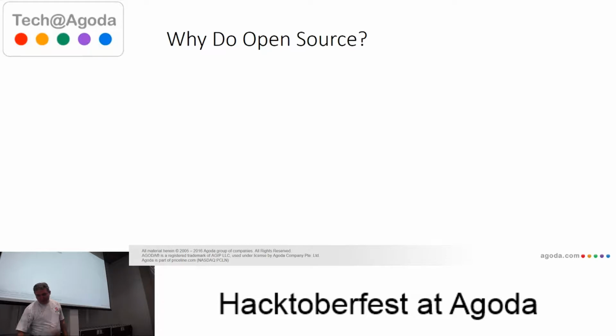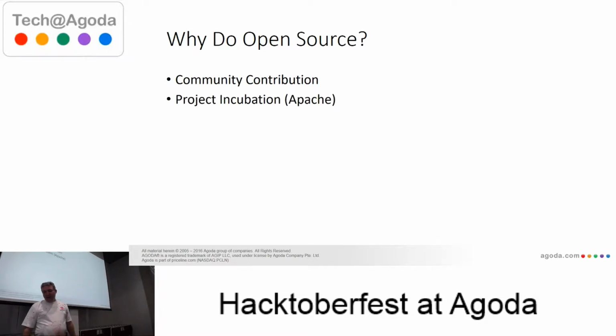So why do open source? Community contribution is one of the big things that's been driving a lot of things to become open source. Since they open sourced .NET in 2014, Microsoft has had more contributions to the framework from people that don't work for Microsoft than people that do. And this is the community coming around a central project, contributing to it, helping it out, and growing it. Similar to the way Apache does their project incubation as well.